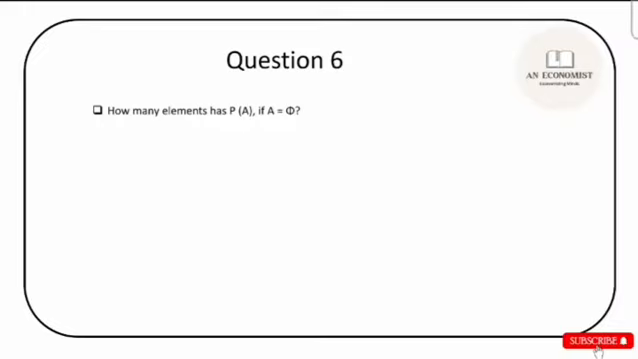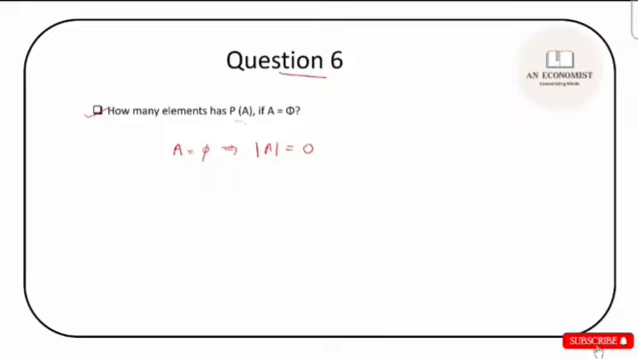Let's do question number 6. It says, how many elements will be there in the power set of A if A is a null element, right? Now if A is ∅, then first we need to determine what will be the cardinality of A. It will be 0, right? ∅ represents the empty set, so the cardinality of A will be 0.